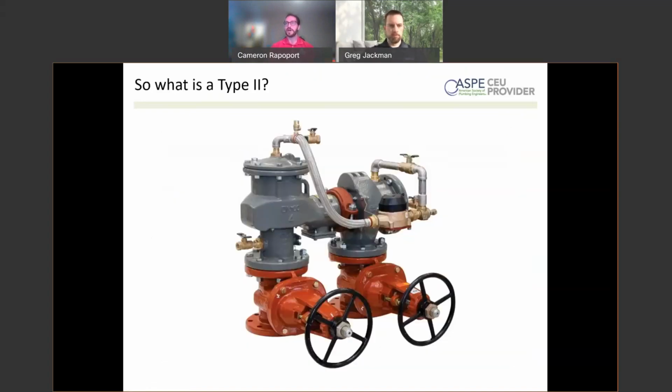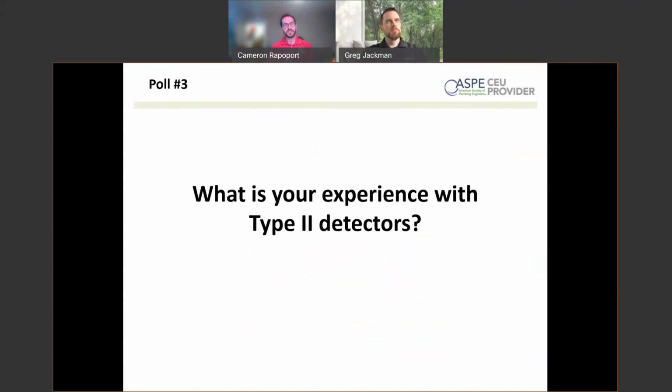Type 2 bypasses only the second check. So there's only a single check in the bypass. So why are we doing this? But first of all, I would like to know if people have heard of it. So we're going to open up another poll.